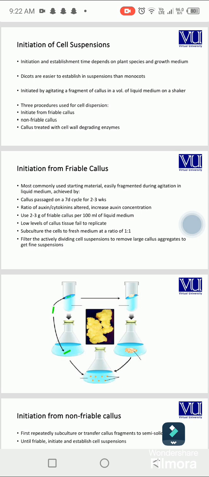Ratio of auxin or cytokinins altered, increase auxin concentration. Use 2 to 3 gram of friable callus per 100 ml of liquid medium. Low levels of callus tissue fail to replicate. Subculture the cells to fresh medium at a ratio of 1:1. Filter the actively dividing cell suspensions to remove large callus aggregates to get fine suspensions.